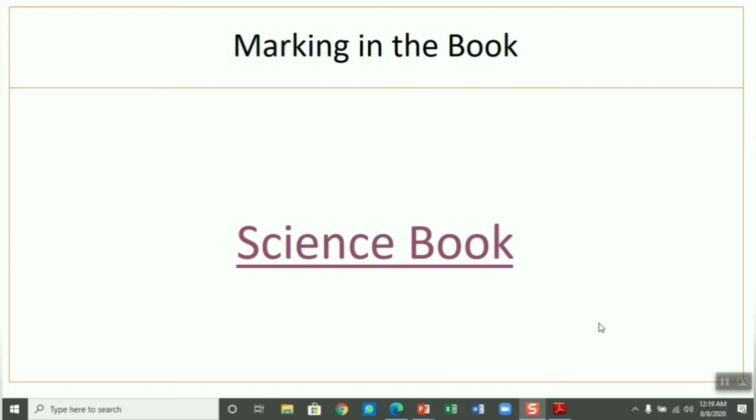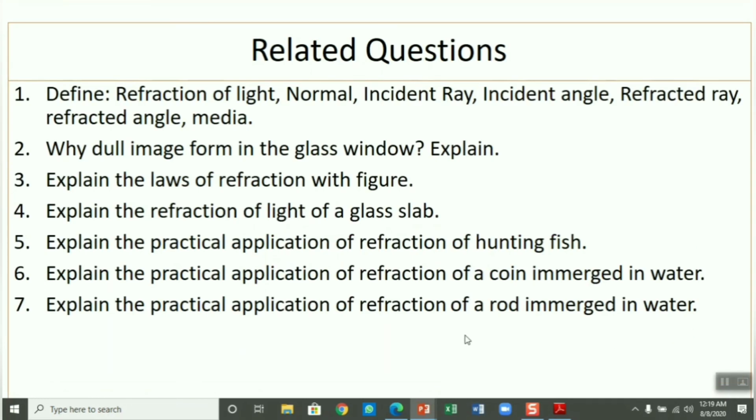So that was all about our bookmarking. So these are the related questions. Define refraction of light, normal, incident ray, incident angle, refracted ray, refracted angle, media, all things. Why does a dull image form in the glass window? Explain the laws of refraction with figure, which I have already explained. Explain the refraction of light through a glass slab. Explain the practical application of refraction of hunting fish, of a coin immersed in water, and a rod immersed in water.